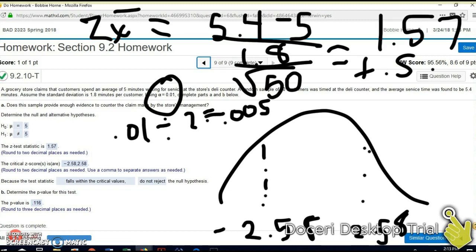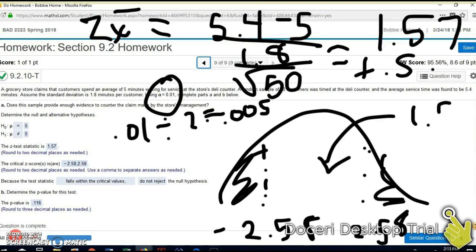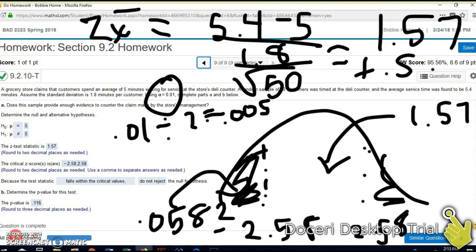So our test statistic is in between here. So it falls in between them. If it was in the shaded area, we would reject it, but since it falls in between them, we will not reject it. Now, when you look up the p-value, if you look up negative 2.58, this probability under this curve is 0.0582, which means that this is also 0.0582.